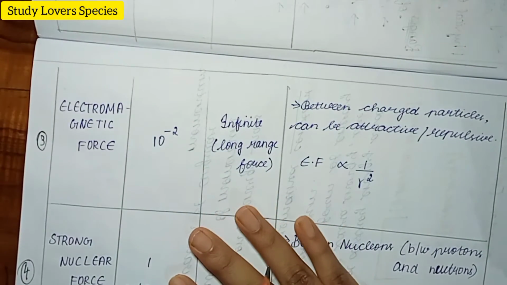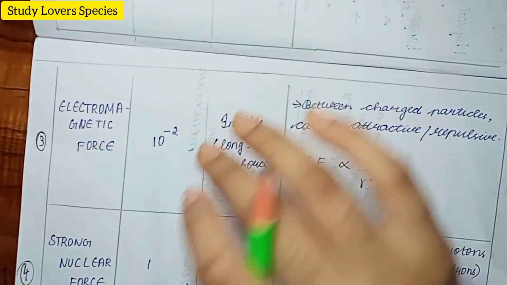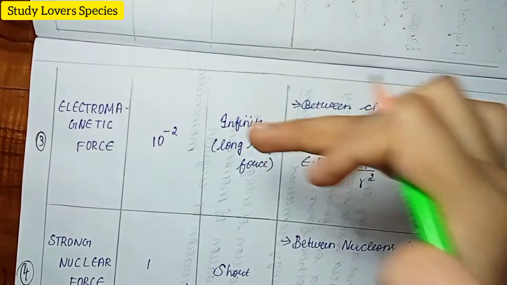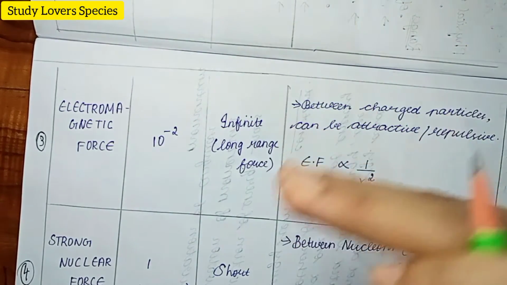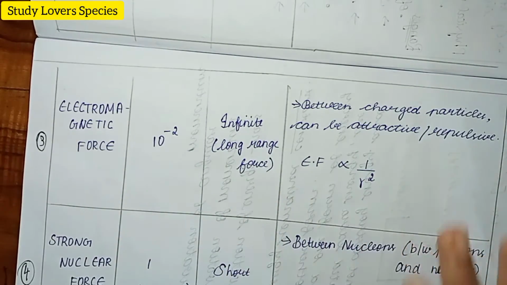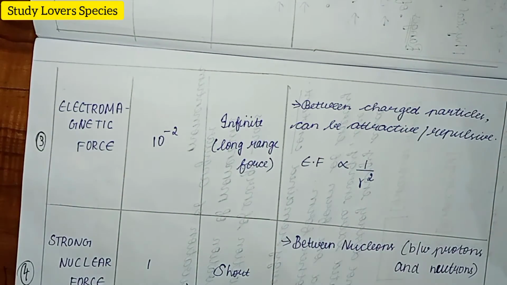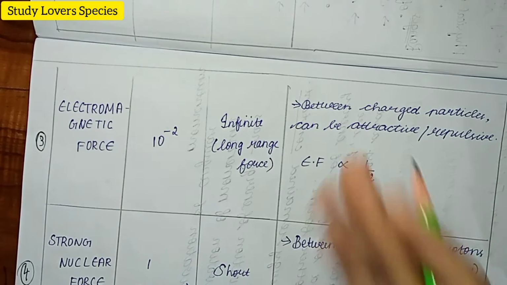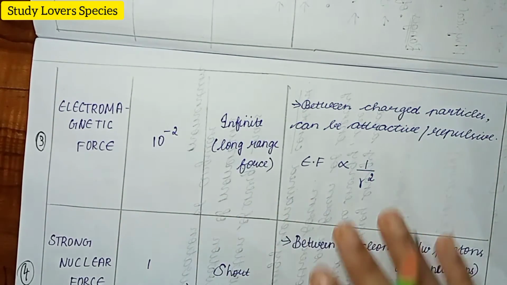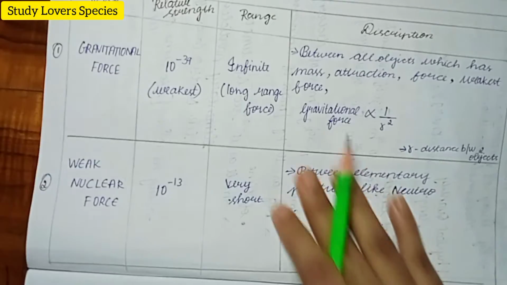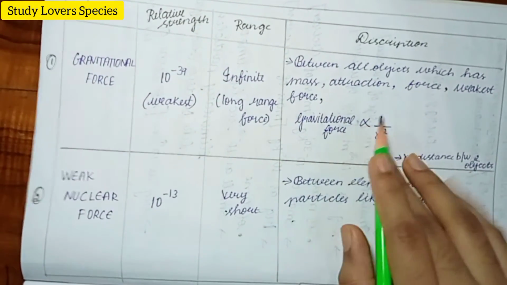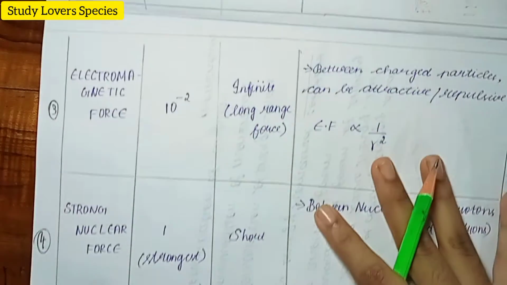Next we have the electromagnetic force. Its relative strength is 10 power minus 2 and its range is infinite. Like gravitational force, its range is infinite, a long range force. This electromagnetic force acts between charged particles. It can be attractive or repulsive. This electrostatic force is proportional to 1 by r square, just as gravitational force is proportional to 1 by r square.